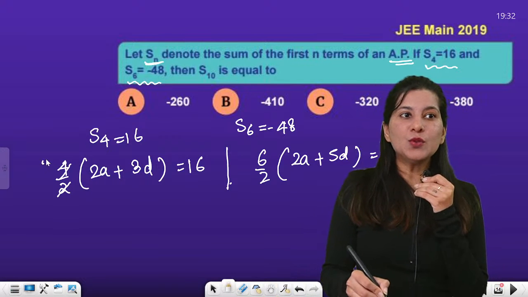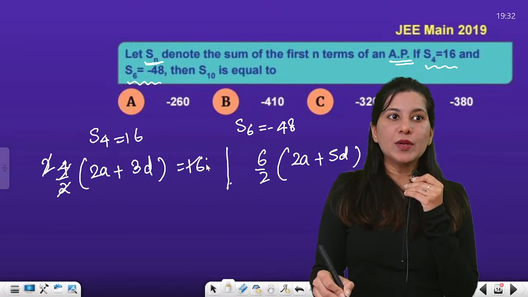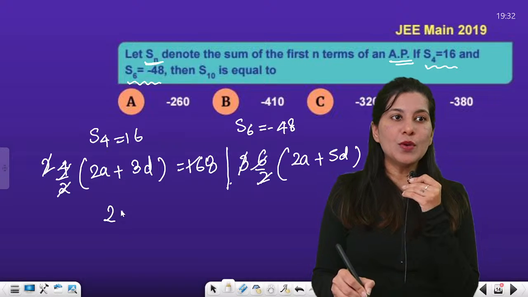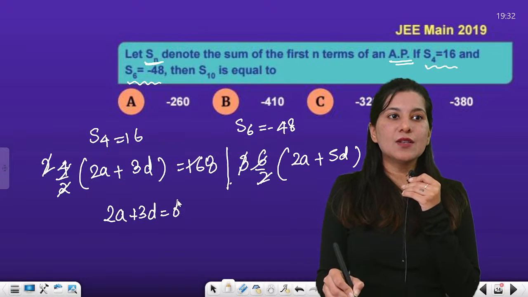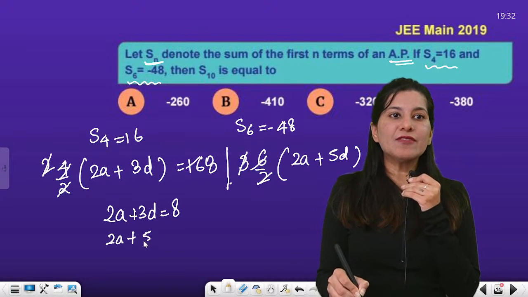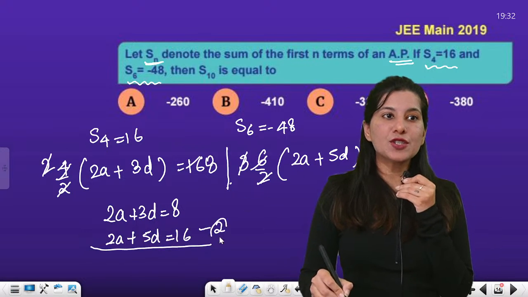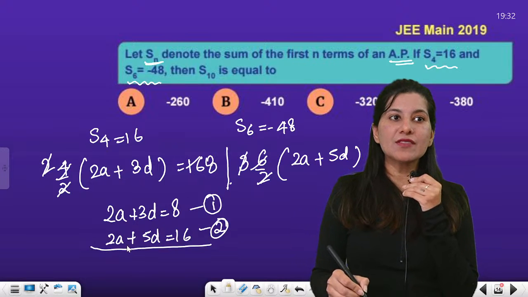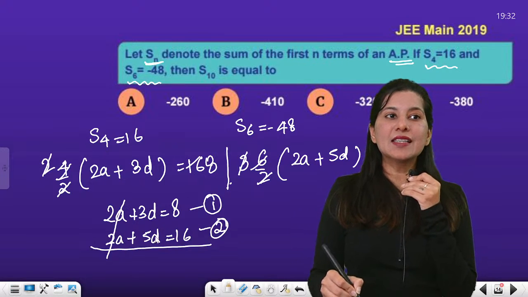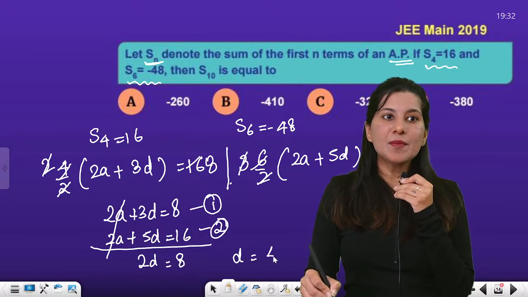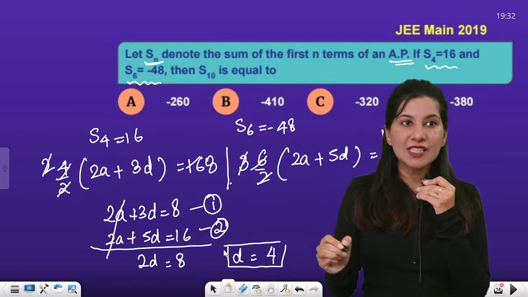So can you see 2 2s are 4 and 2 8s are 16. And from here 2 3s are 6, 3 1s are 3, 3 16s are 48. So 2a plus 3d is equal to 8. 2a plus 5d is equal to minus 16. Subtract these two equations. Can you see, second equation minus first equation? So you can cancel them out. 2d is coming out as minus 8 and d is coming out as minus 4. That is the first thing.